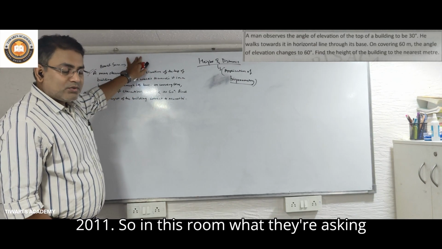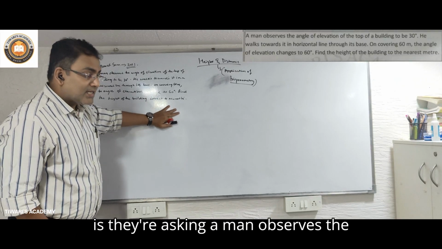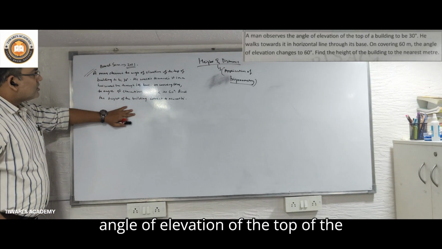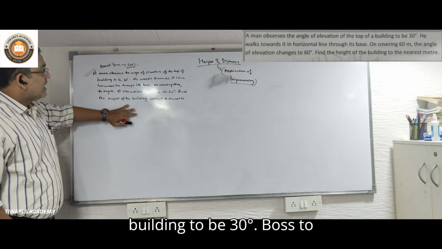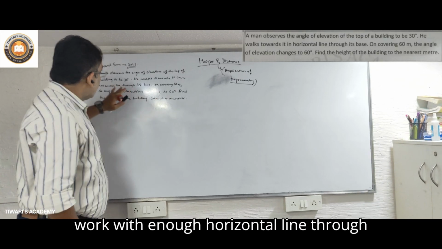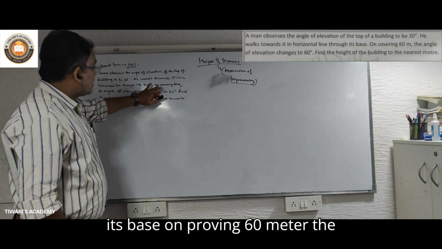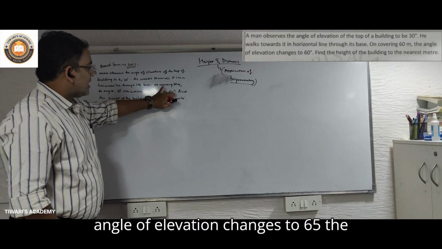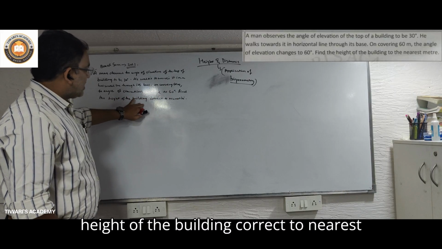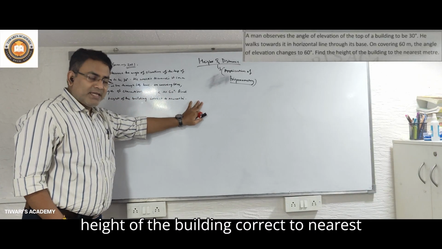2011, now this sum came in 2011. So in this sum what they are asking is: a man observes the angle of elevation of the top of the building to be 30 degrees. He walks toward it in a horizontal line through its base. On covering 60 meters, the angle of elevation changes to 60. Find the height of the building, correct to the nearest meter.